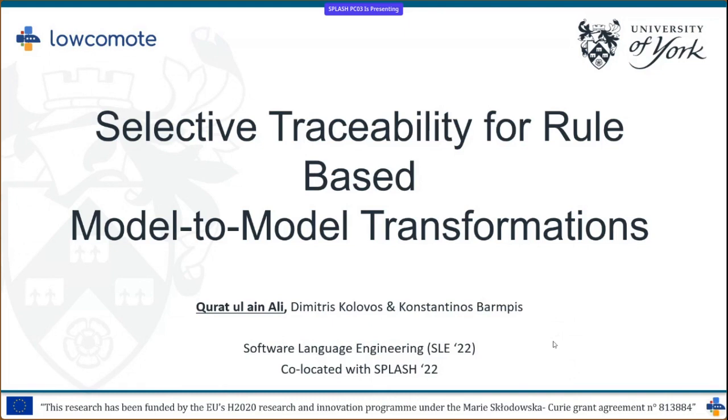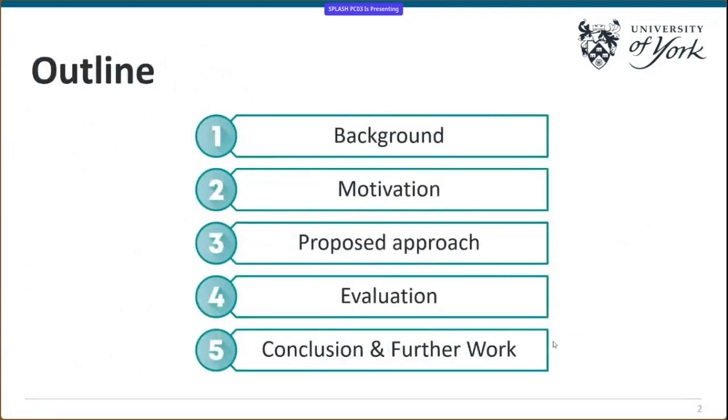So today I'll be talking about our work on selective traceability for rule-based model-to-model transformations. The outline of today's talk is that I'll start with the background, a little bit of context to my work, and then we'll talk about the problem statement and what actually motivated us to do this work. And then I'll talk about the approach briefly.